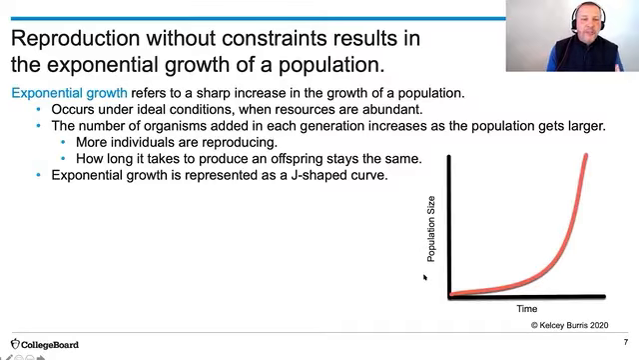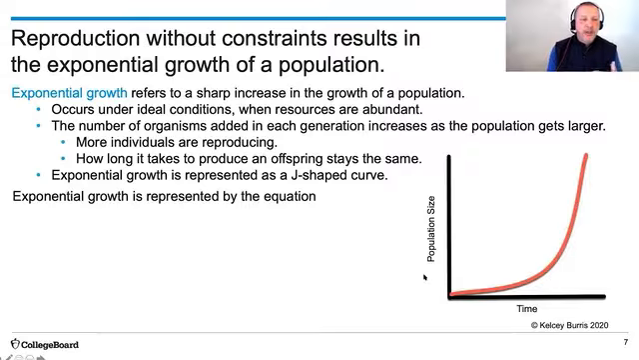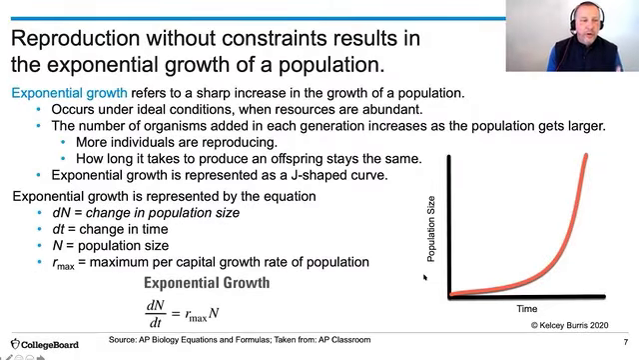Exponential growth is represented as a J-shaped curve, as you can see on the screen. The exponential growth is represented by the equation located on the screen, where dN is change in population size, dt is change in time, N is population size, and finally r max is the maximum per capita growth rate of a population.